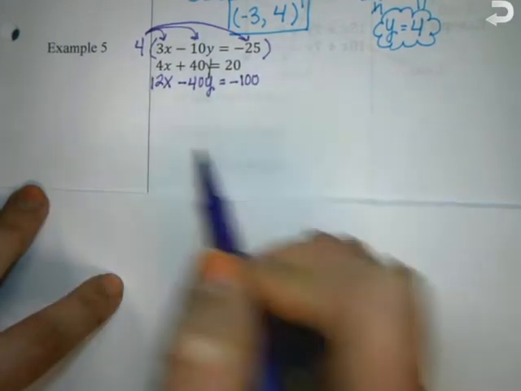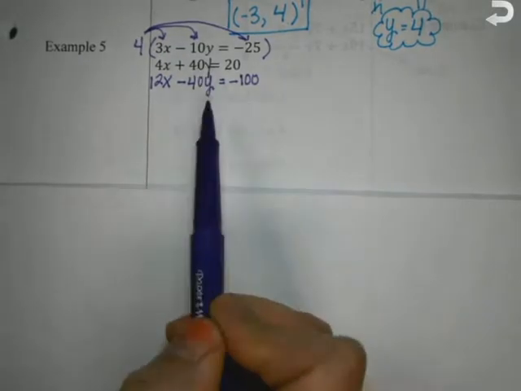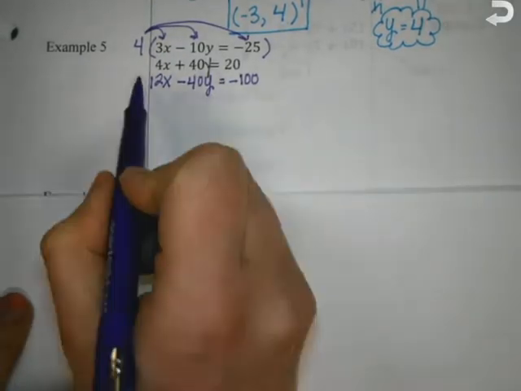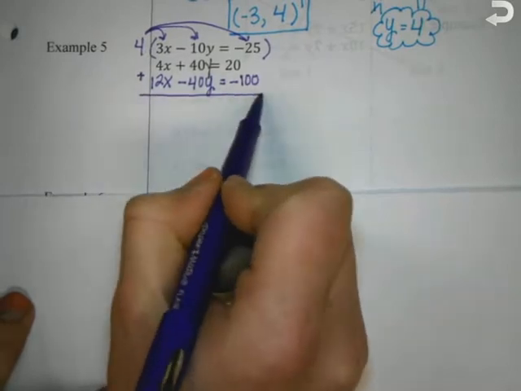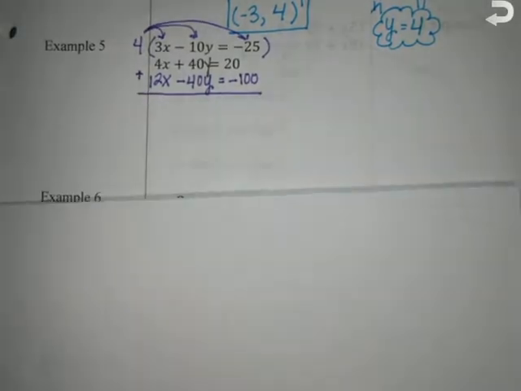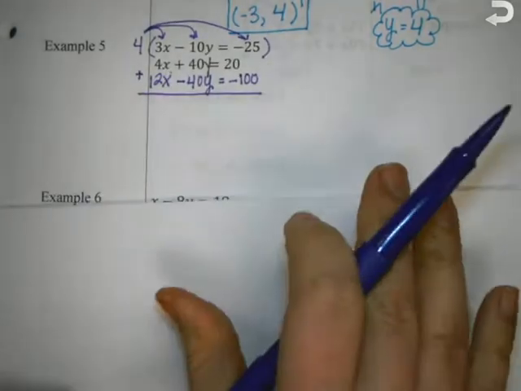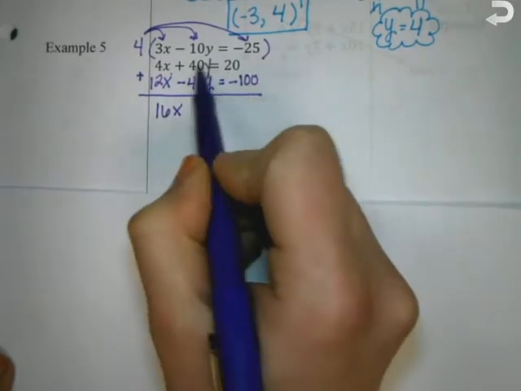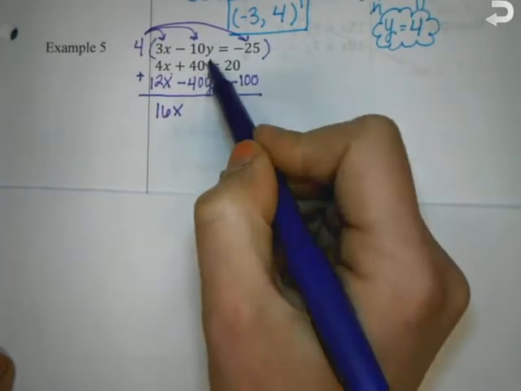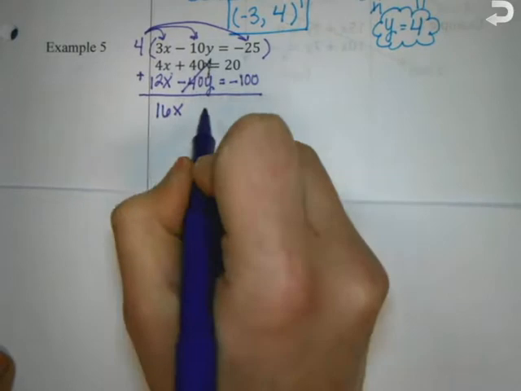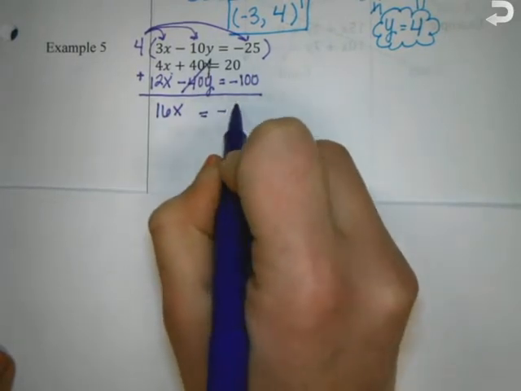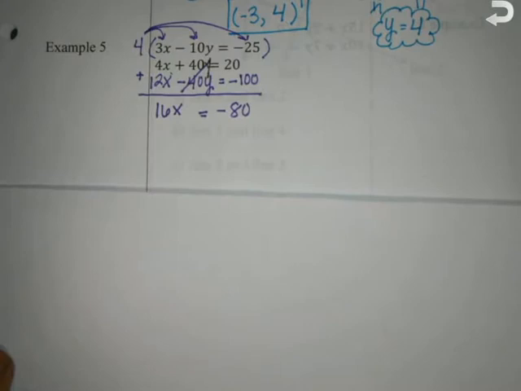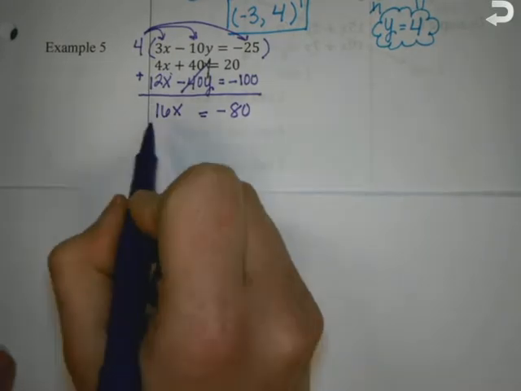I don't get why you distribute by 4. Alright, 4x plus 12x, 16x. 40y minus 40y? 0, they cancel. Equals -80. Okay, now what? Divide by 16. So x equals? -5.